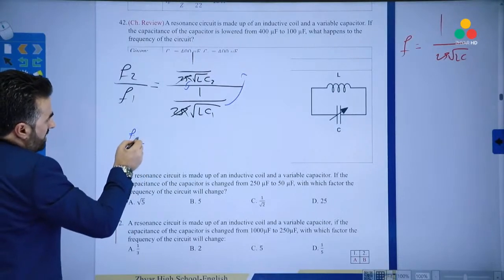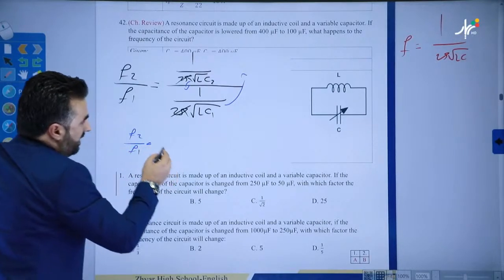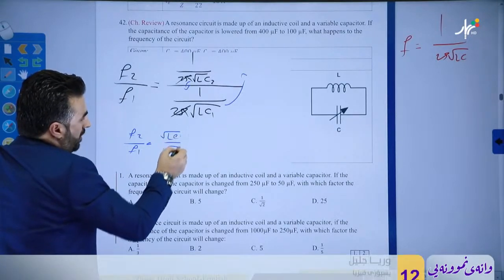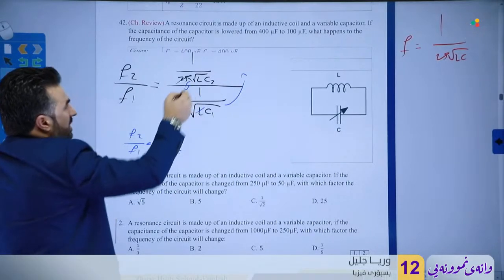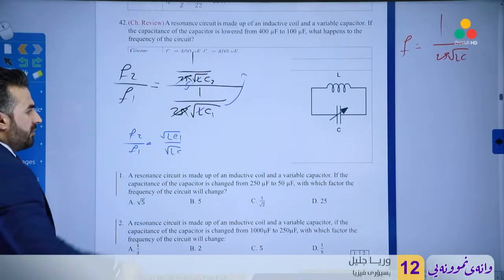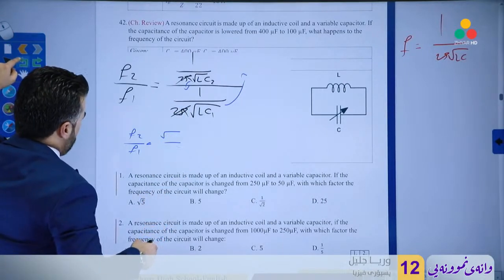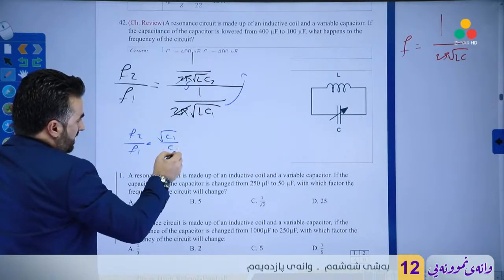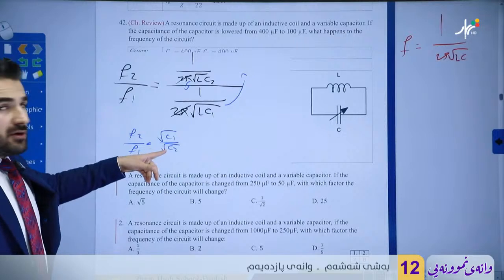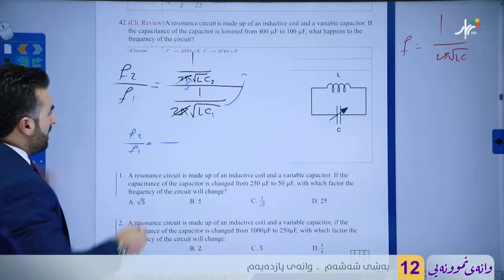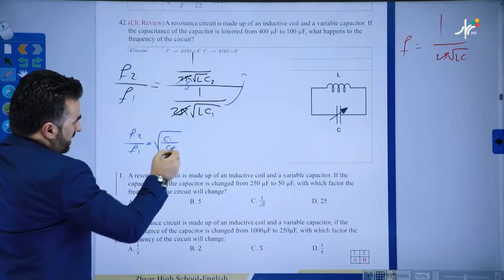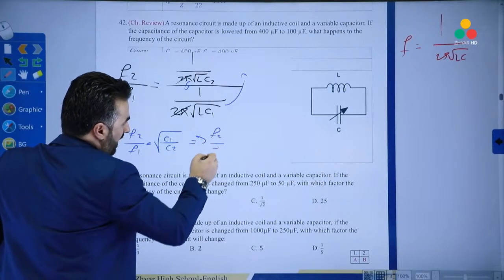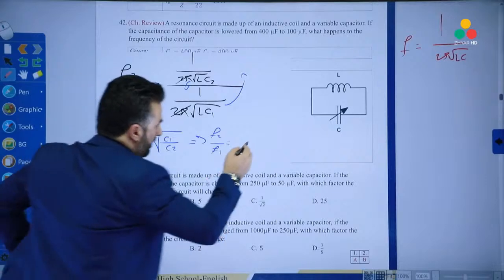So we will be left with F2 over F1, and of course we can write this together, LC1 over LC2. By the way, even the inductance will also cancel out here, so we don't have to write L in this case. So we can say C1 goes to the top over C2, these are square rooted. But now we're going to use one square root for both of them. So we're going to say F2 over F1 equals the square root of C1 over C2. Now, remember this, okay? You following? I hope, very good.